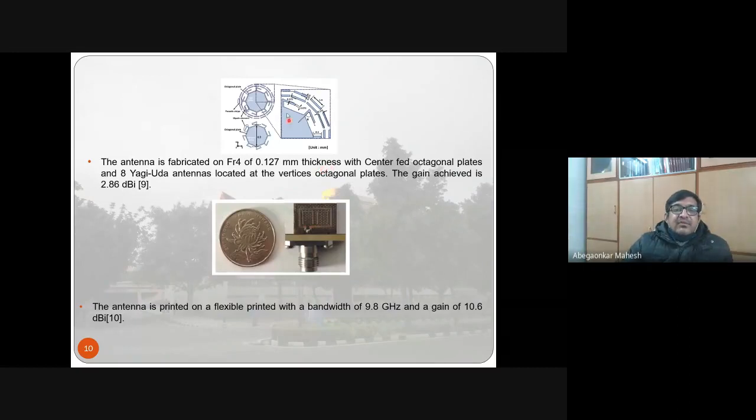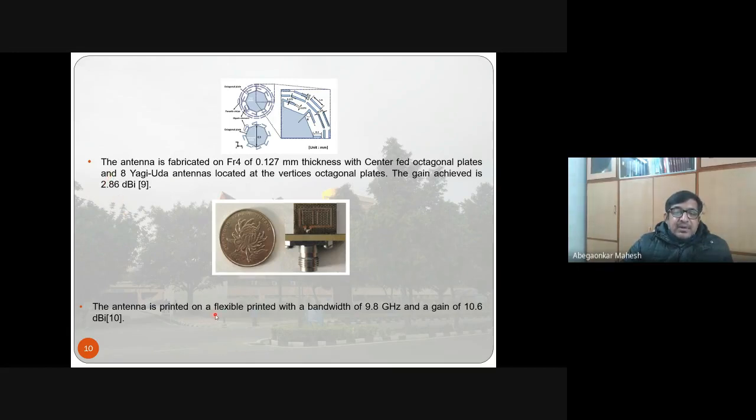Then there is a very complicated antenna, fabricated on FR4 substrate. I think all of you are familiar with FR4 substrate. This is again 0.127 mm thick with center-fed octagonal plates and 8 Yagi-Uda antennas. This is a center plate, octagonal center plate. Feeding is through this, and then further we have this Yagi-Uda type of directors. The gain achieved is much smaller here, 2.86 dBi. Although the antenna is complicated, the gain is not much, 2.86 dBi.